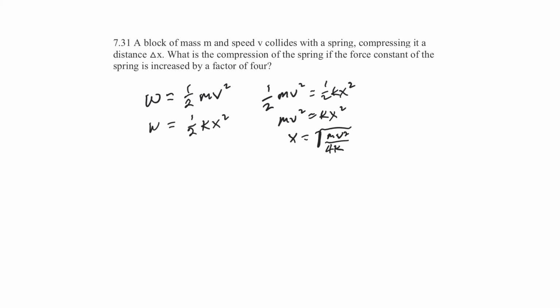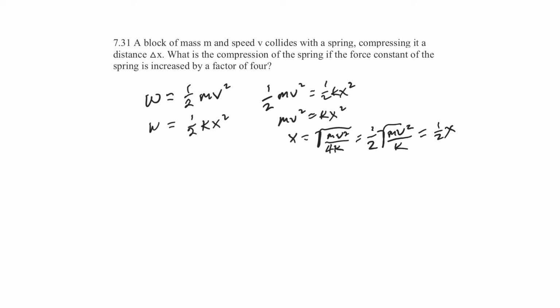So if I go here, 4k, I can pull out the 4, because you can do the square root of the top divided by the square root of the bottom. The square root of 4 on the bottom is 2, which will equal 1/2 times the square root of mv squared over k. Well, you already know that the square root of mv squared over k equals x. So this is going to be 1/2 x. So what will happen is if you make it 4 times stiffer, it'll travel half as far.